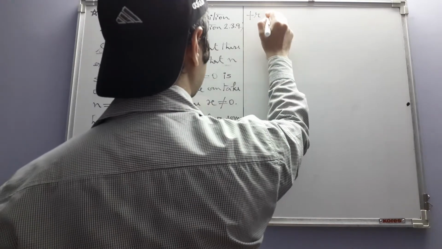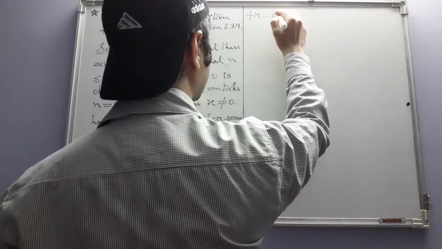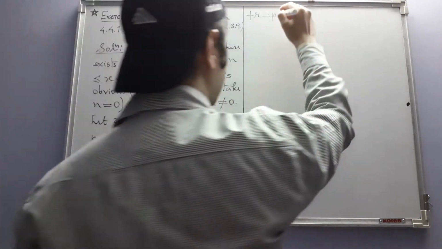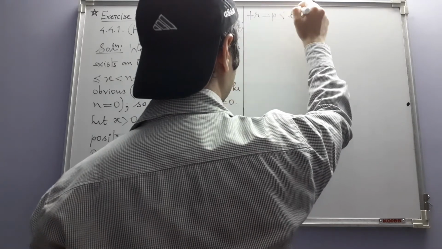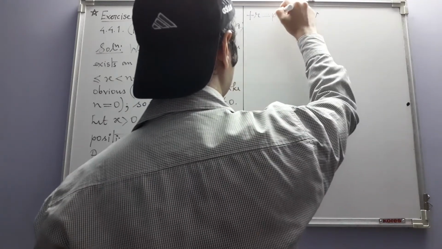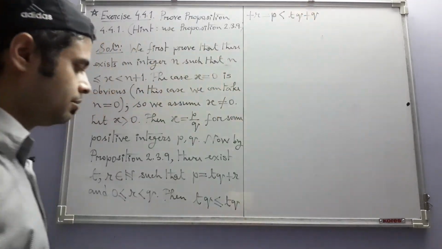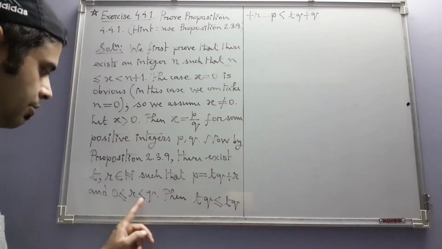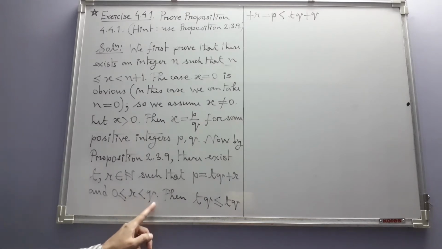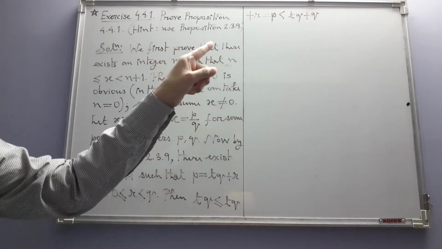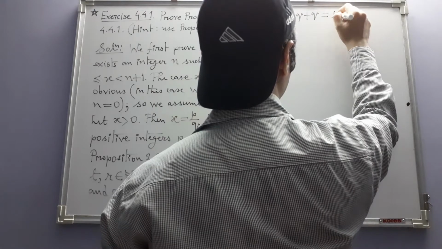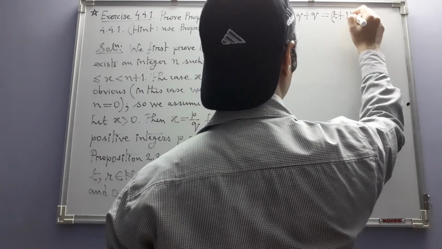And this is equal to p. But tq plus r at the same time is less than tq plus q. Why? Because now you use the second inequality. To both sides of the second inequality, you add tq. That will give you this last inequality. So this is equal to t plus 1 times q.